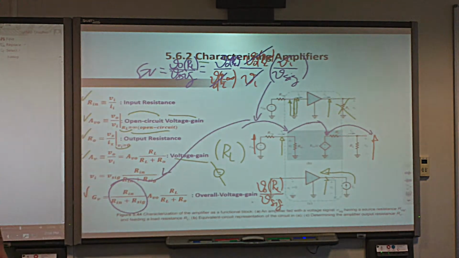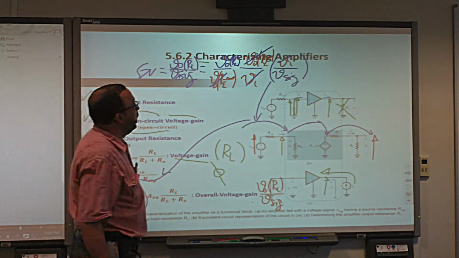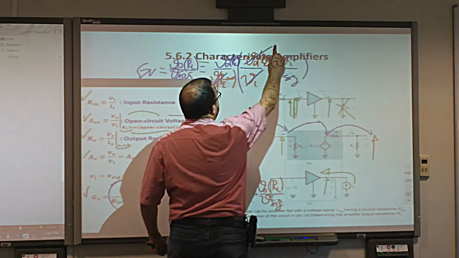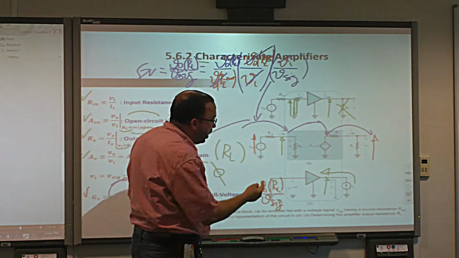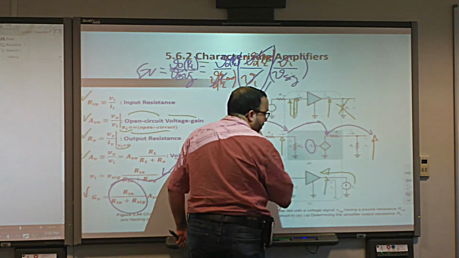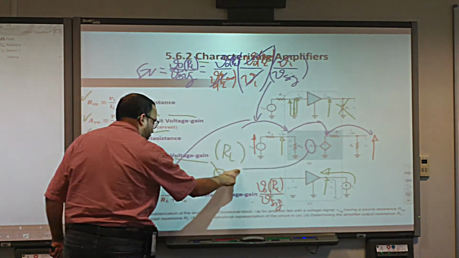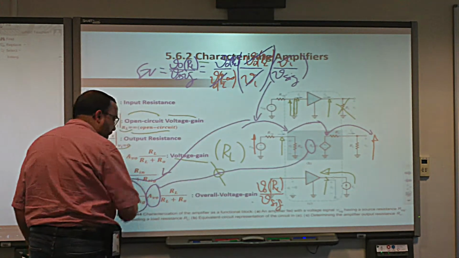Then from here I go to this next part. Now this one, V out with RL infinity divided by V in, gives me what? It gives me this, Av0, yes or no? Yes, that's by definition.